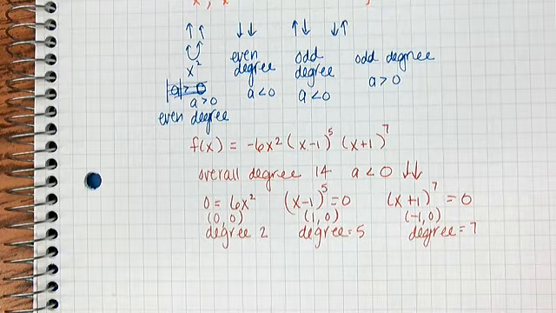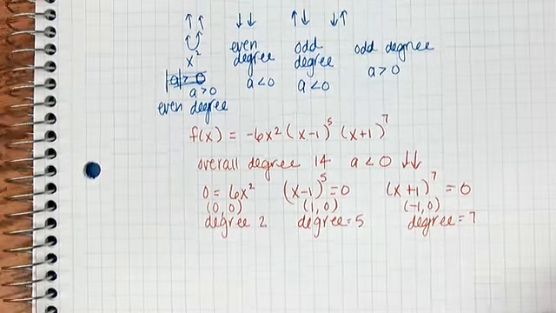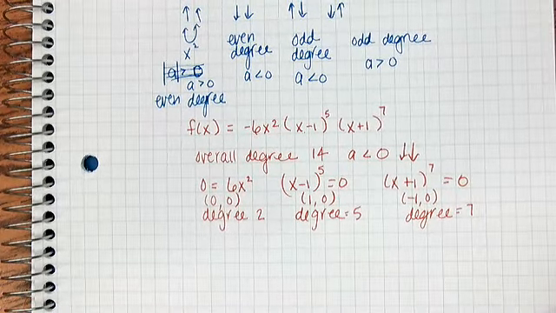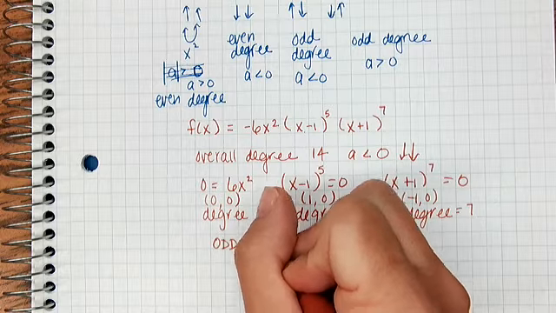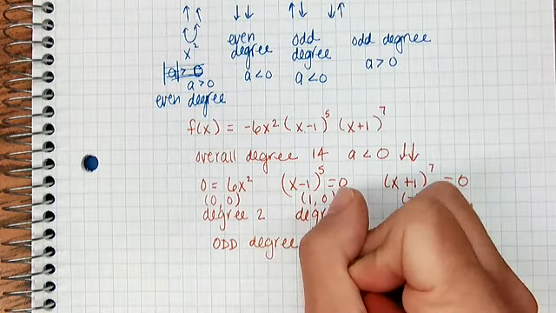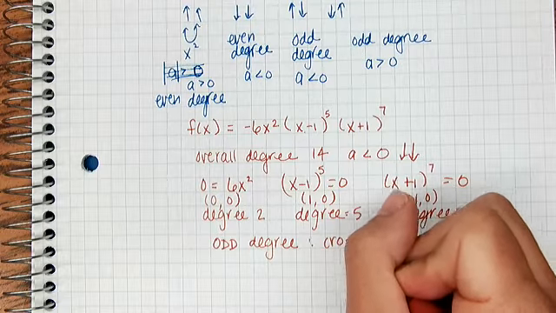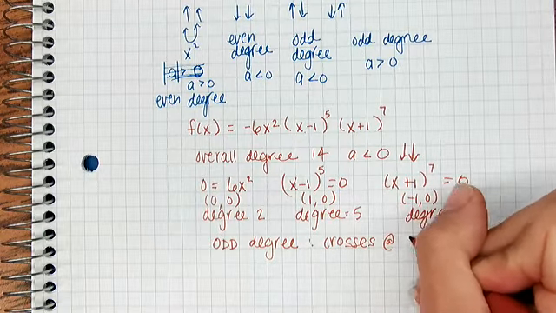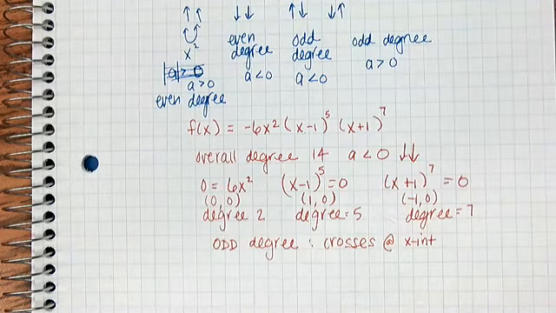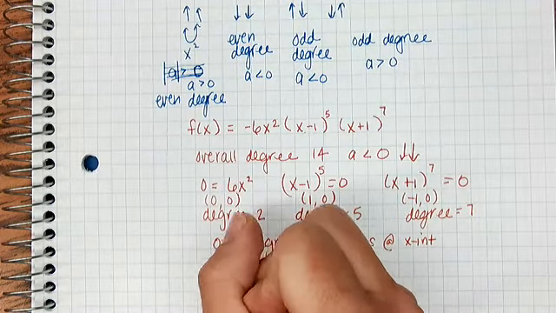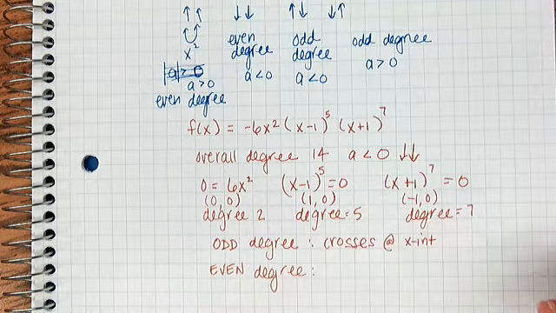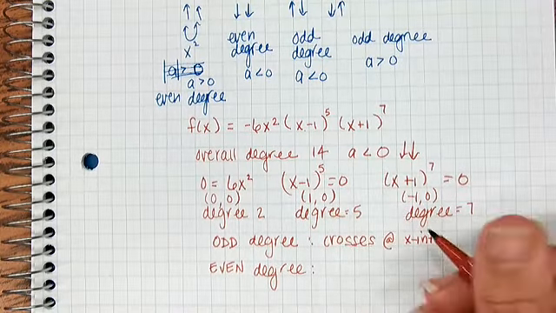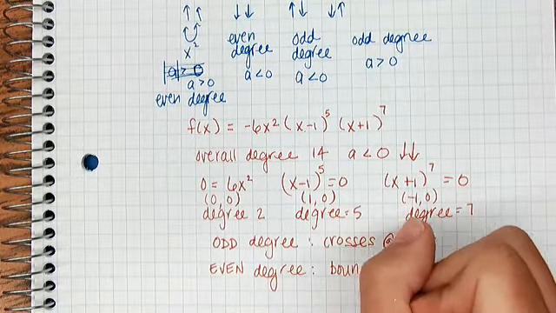The individual degree is also referred to as multiplicity. So hopefully you remember from last year, if you have odd degree, the graph crosses at the x-intercept. And if you have even degree, it bounces, or it's referred to as touching. I like to say bounce. Bounce is more fun. Bounce reminds me of Tigger.